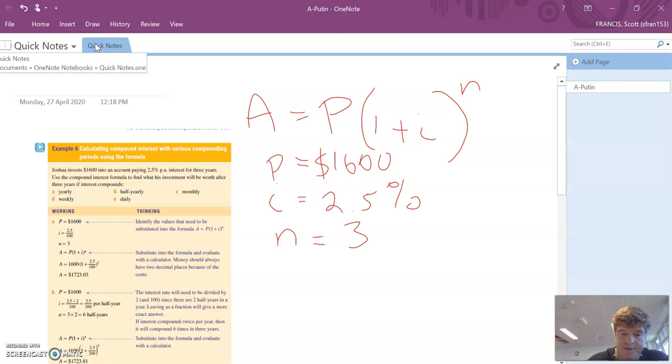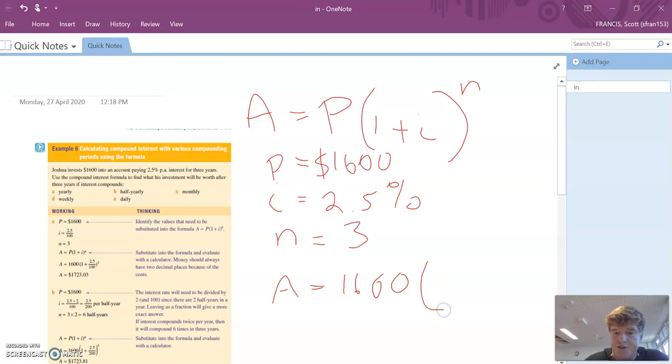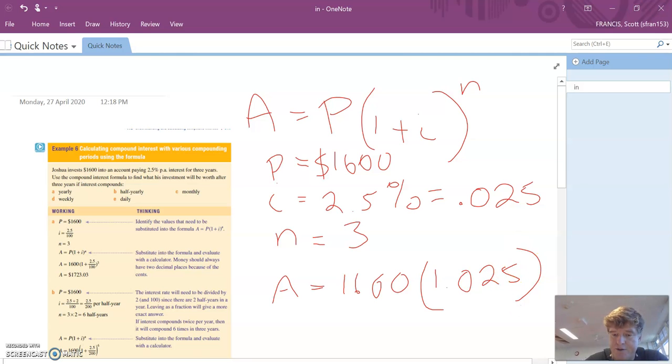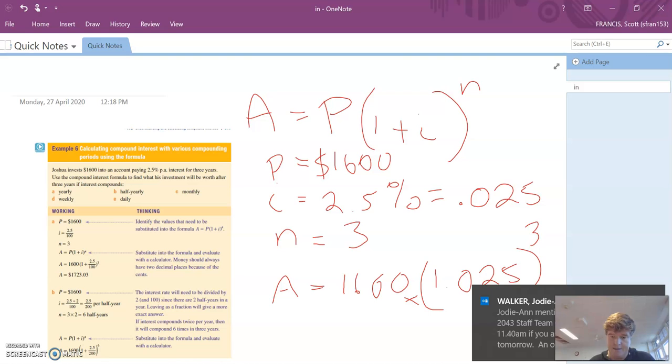So we say, okay, the amount at the end is going to equal 1,600. Now 2.5% is 0.025. So 1,600, 1 plus 0.025 is 1.025 raised to the power of 3. And just so we remember, there's a multiplication in there. So we'll do the brackets first. 1.025 raised to the power of 3 multiplied by 1,600.